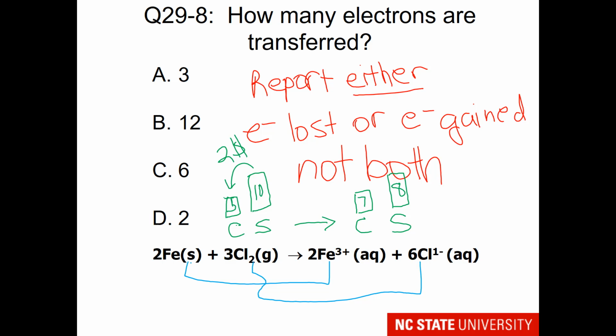So look at either the electron exchange from reactant to product using the iron, and make sure you recognize that there are 2 of them, or the electron change from chlorine to chloride, recognizing that there are 6 of them.